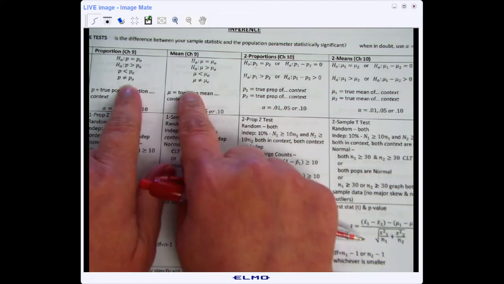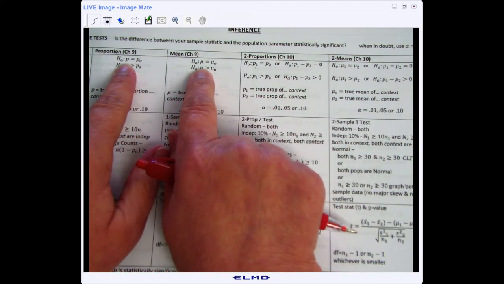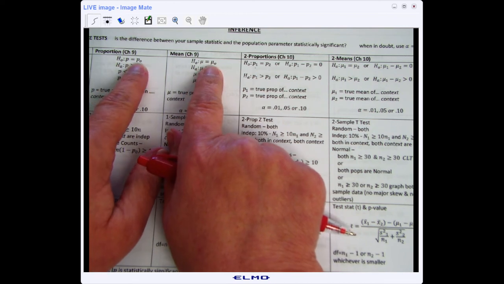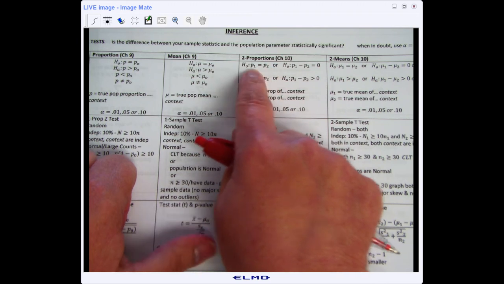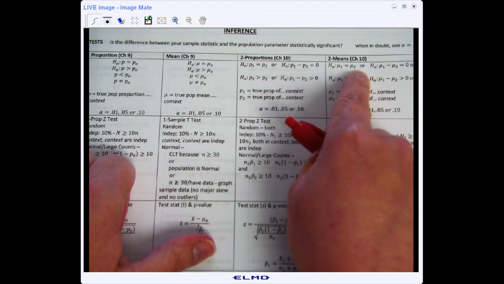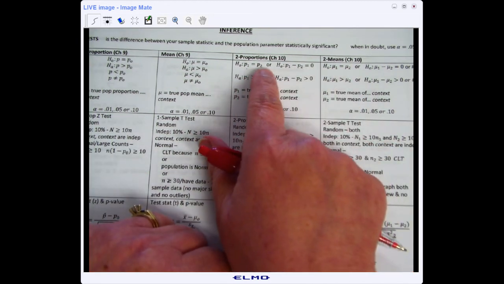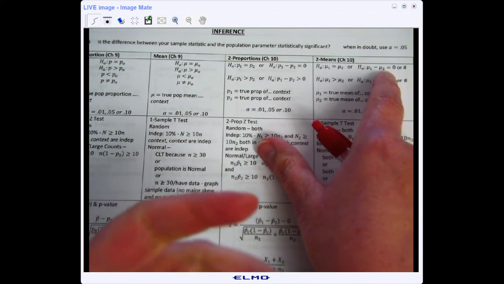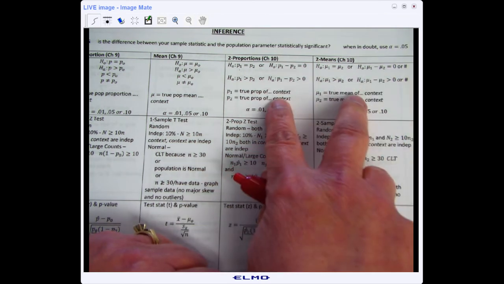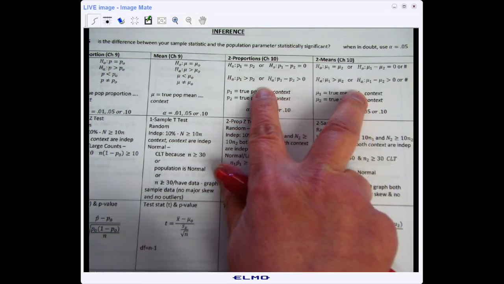Instead of comparing our p or mu to a value that we're given, we're just going to compare 2 proportions to each other and 2 means to each other. I can subtract one from the other and say that the difference is equal to 0, which means they're equal to each other. There's no difference. Or I can say one is greater than or less than the other.